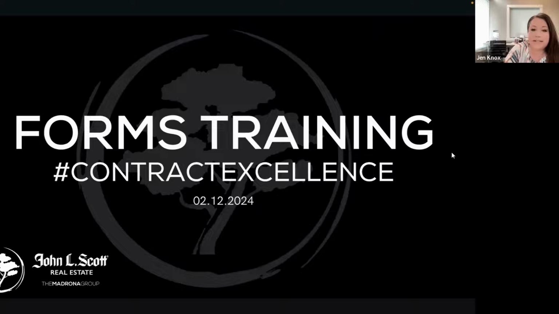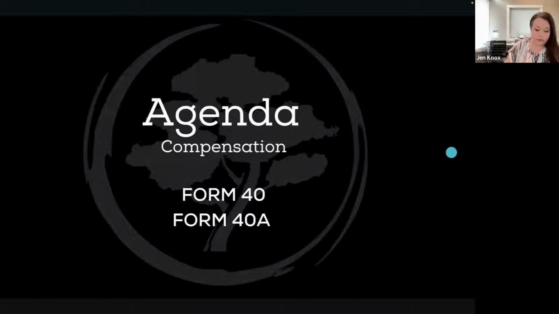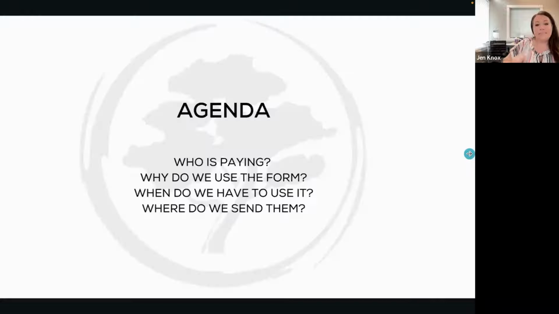So today I would like to talk about one of the last compensation forms that I have yet to talk about, which is the commission disbursement form or the compensation disbursement form that we give escrow. Typically, if you use statewide forms, they're going to be Form 40 and Form 40A.